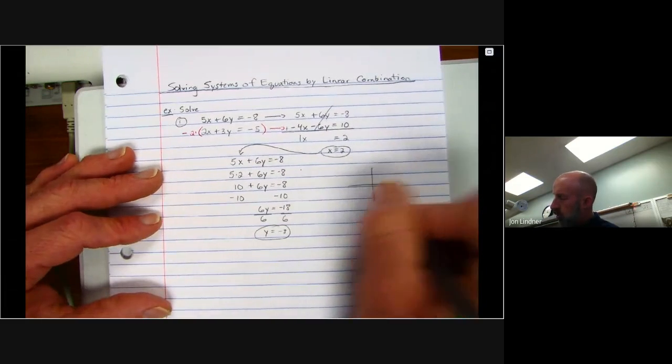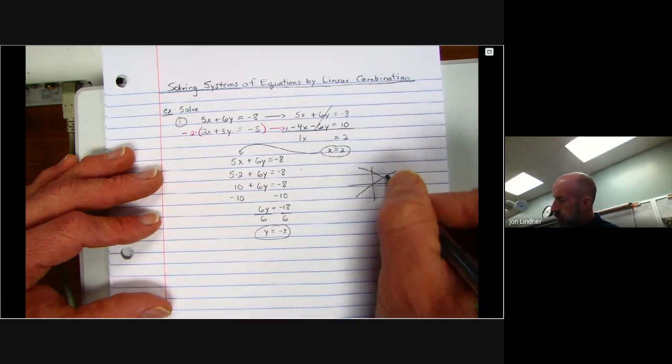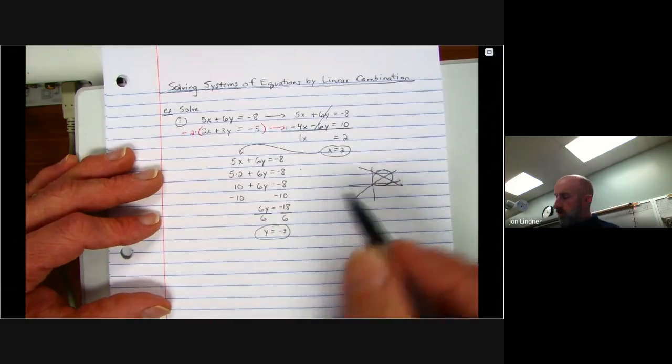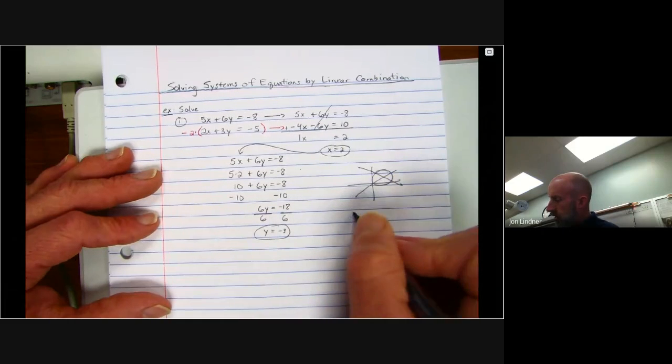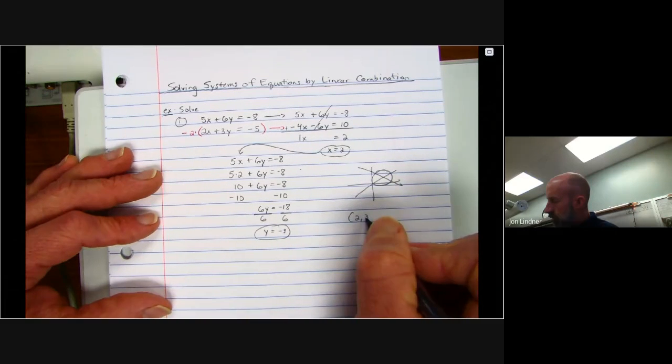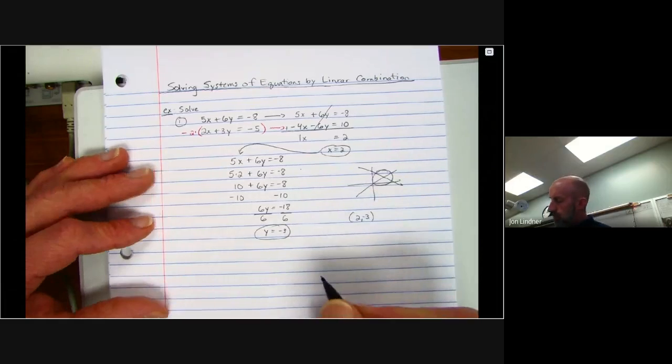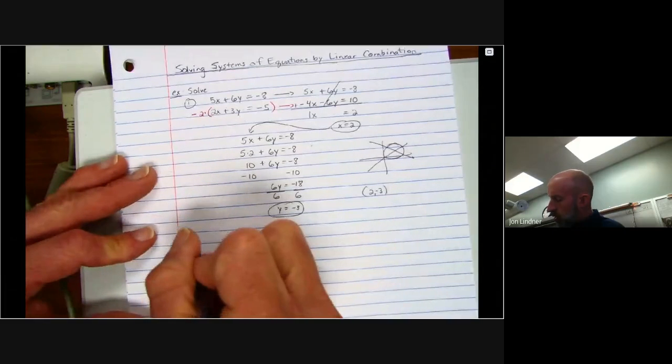Remember, the whole goal is to find a point of intersection from these two linear lines. And so now I have a point, 2, -3. Now let's look at one more example.